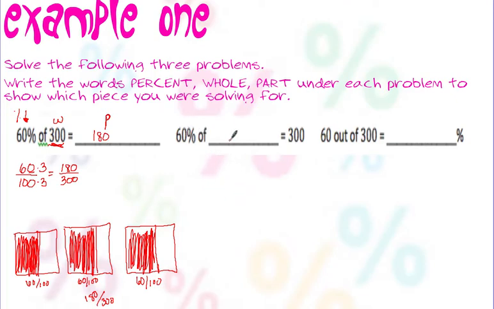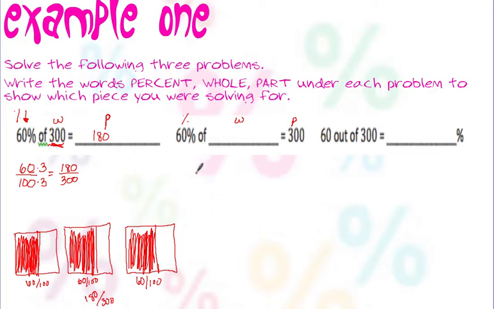Next, 60% of something is 300. Well, now this is a little different. I know 60% of something, so I know the percentage. That something is going to be my whole number, because the "of" is always connected to my whole number. So "of" whole number, that order is always going to be the same. And then my part in this case is 300.